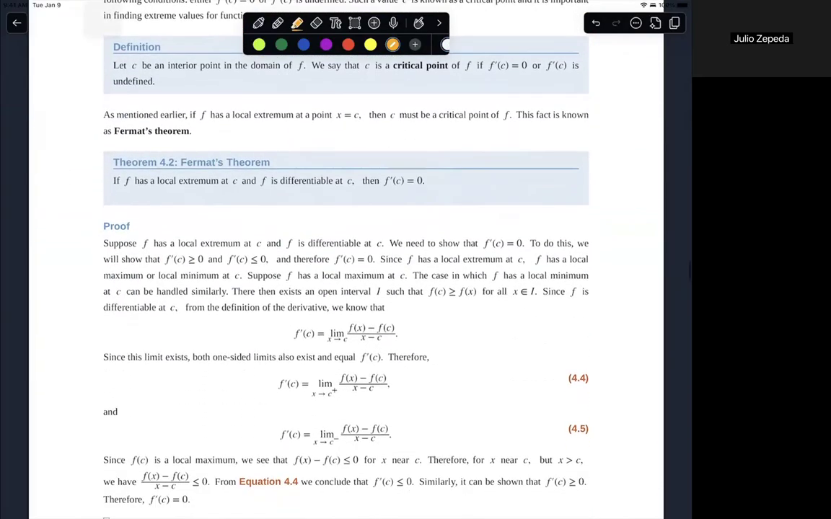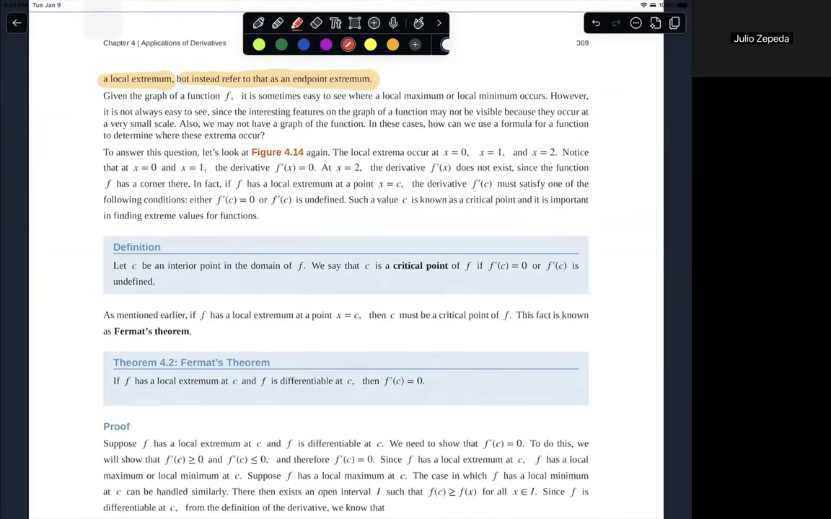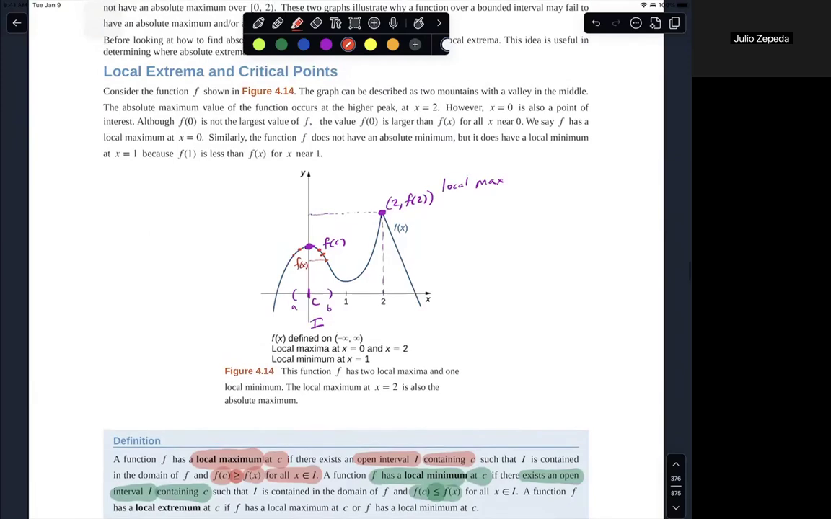So, how do we find these local extrema or even absolute extrema? Well, we need another definition to get to that point. Our definition is actually going to be motivated by this picture here. We can see that there's a local maximum at f of 2 and another local maximum at f of c, which is like f of 0.